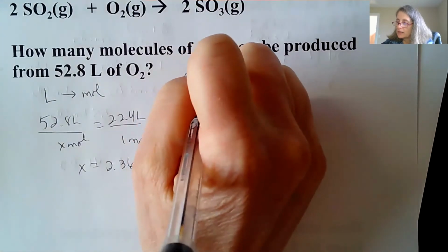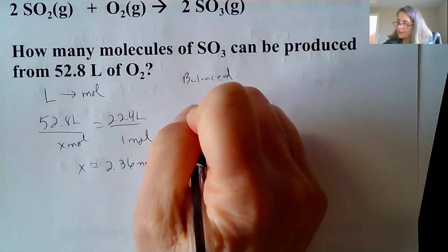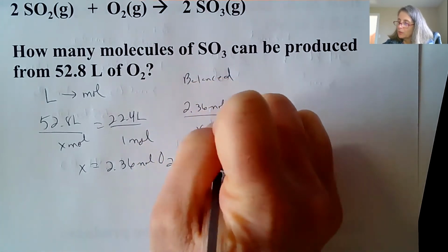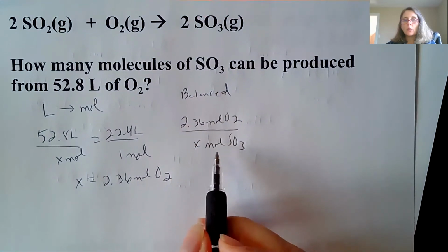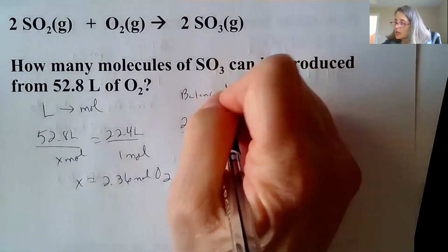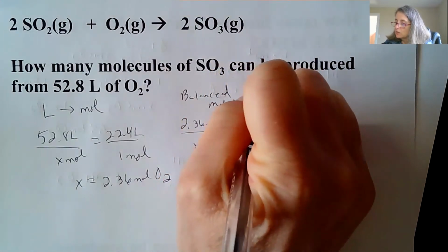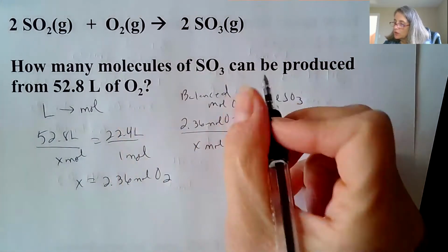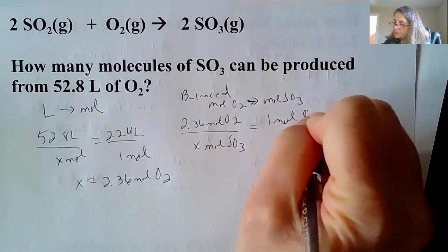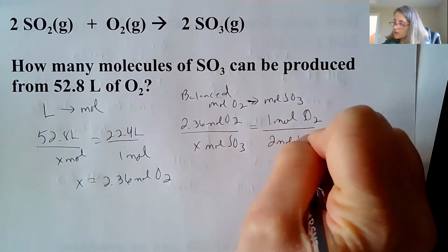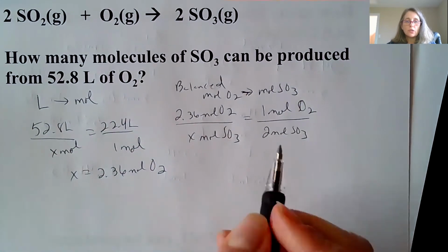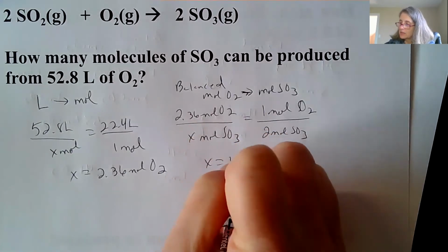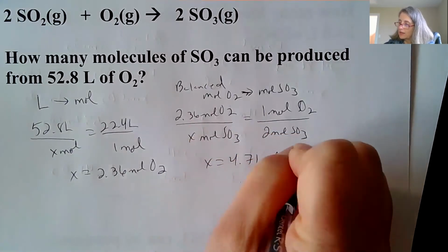Next step is always the balanced chemical equation. So I have 2.36 moles of O2. I want to know how many moles of SO3. And you might be saying, well, how do I know what I'm looking for? Well, that's what's given in the problem. So I'm going from moles of O2 to moles of SO3. I know O2 has a 1 in front of it, and there is a 2 in front of the SO3. So it's a 1 to 2 relationship. So I'm going to be multiplying the 2 times the 2.36. So it comes out to be 4.71 moles of SO3.